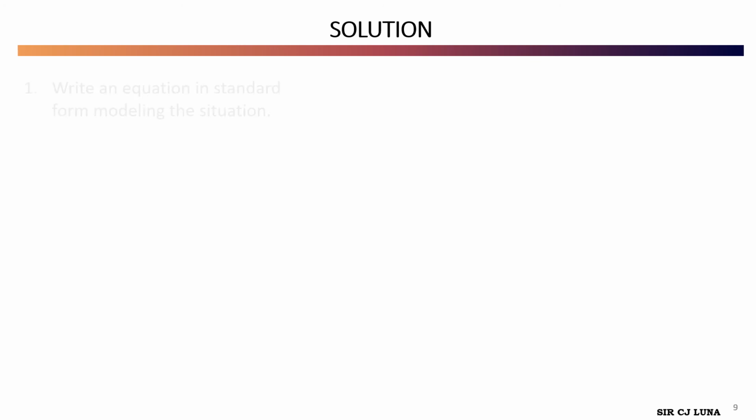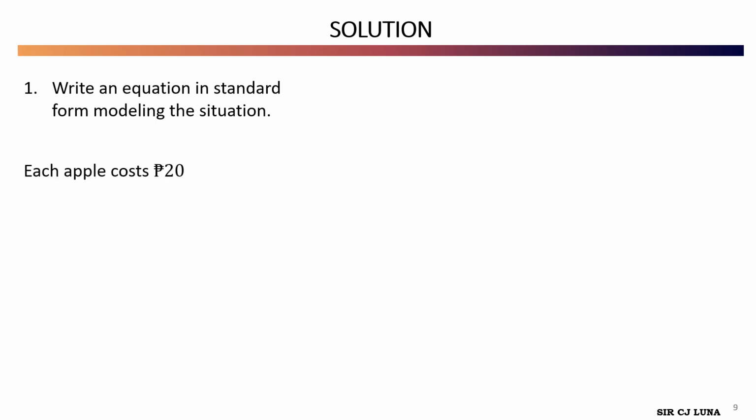This is our solution. So first, we have to write an equation in standard form. So sabi natin kanina, yung ating apple ay represented by the variable x. Tapos naman, yung ating orange ay represented by the variable y. Okay? So each apple costs 20 pesos. So yan ay magiging 20x. Kasi yung apple natin ay x. Okay? And then each orange costs 10 pesos. Kung yung orange mo ay y, so meron tayong ngayong 10y.